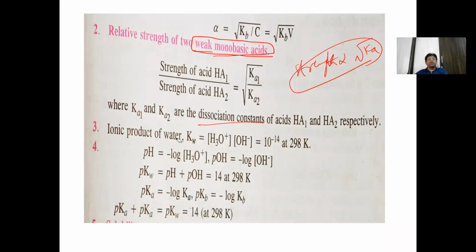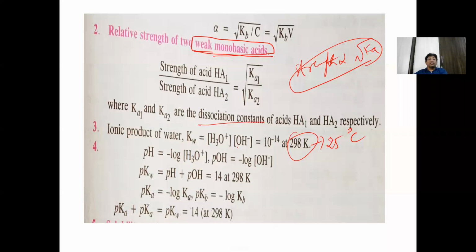Next, ionic product of water. That is Kw equal to H plus ion concentration into OH minus ion concentration. H plus ion concentration is also taken as H3O plus ion concentration. That equals 10 power minus 14 at 298 Kelvin, that is 25 degrees Celsius. At 25 degrees Celsius, the value of Kw is 10 power minus 14. Remember.